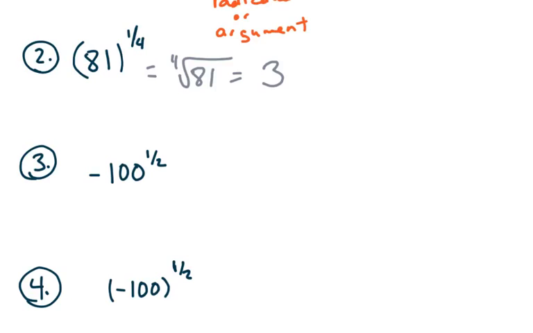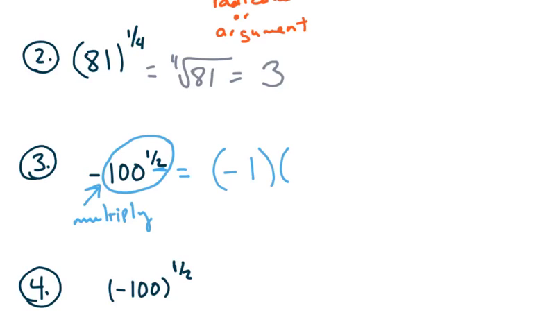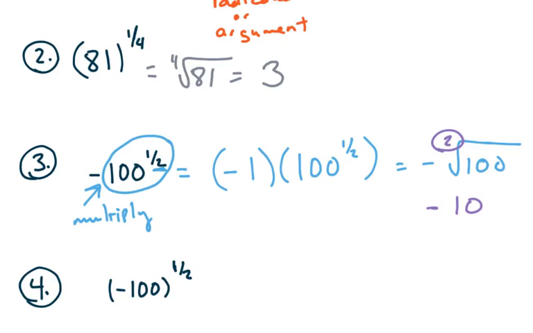Moving on. Number 3, now this is a very interesting case. What you have to realize is that because this is not in parentheses, the 1/2 power is only affecting the 100. Remember, in PEMDAS we have to play with exponents before we multiply. So that negative sign in front is really -1 times the square root of 100. Remember, implied in the square root is that the index is 2. The square root of 100 is 10, and we'll tack on the negative sign.